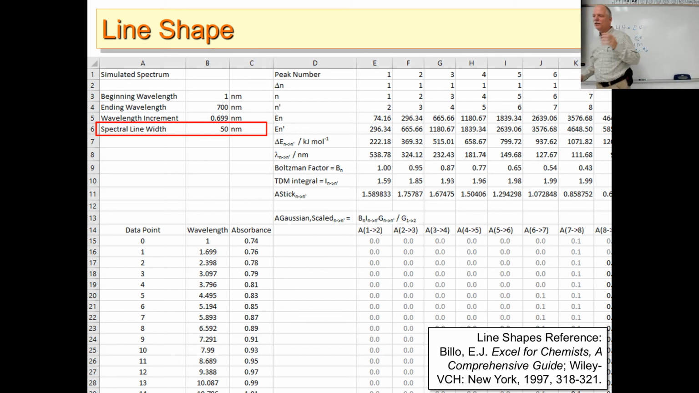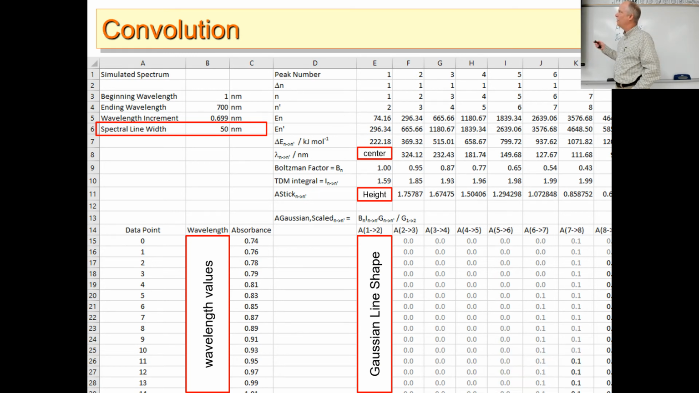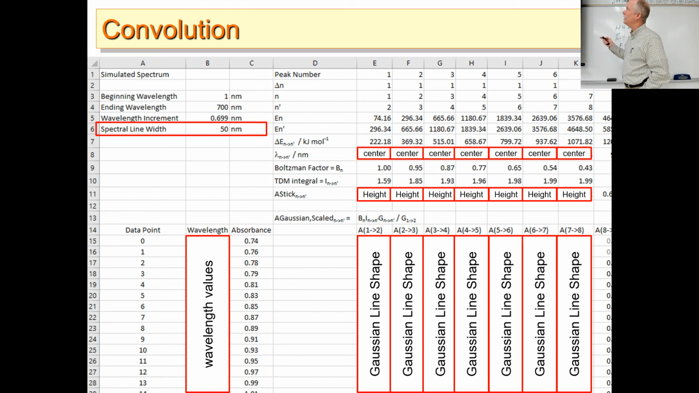So this line shape function in Excel, this is the last piece, is in all of these columns. You have one of these columns in your student workbook, but we have a bunch. Not just 15, but all the allowed transitions, so more than 15. And so these over here are individual peaks for every transition. Each one of these has a Gaussian line shape, a height, and a center wavelength. And then the composite spectrum is the sum of all of those.